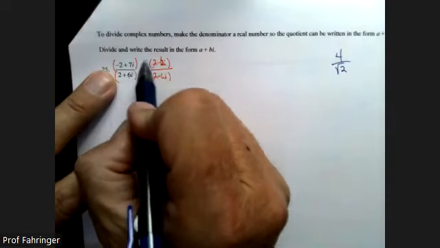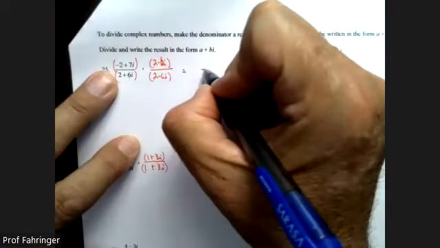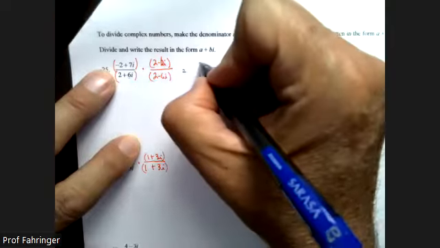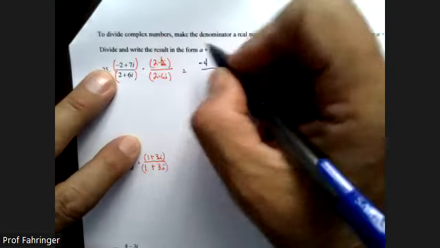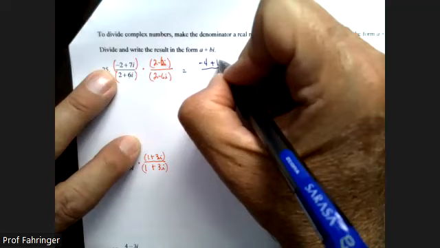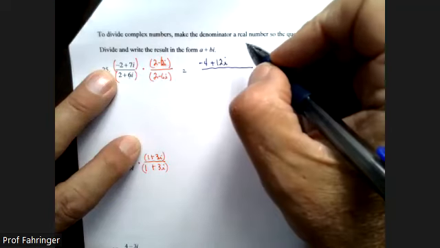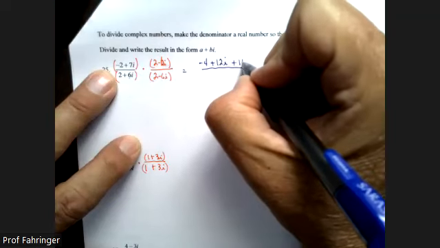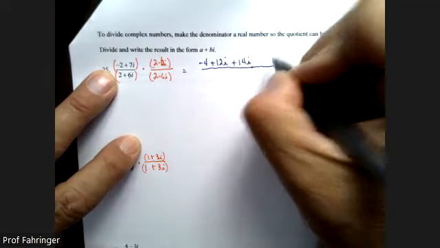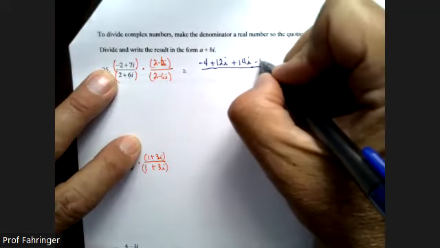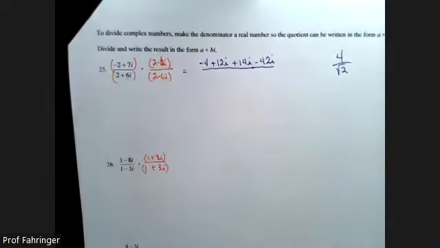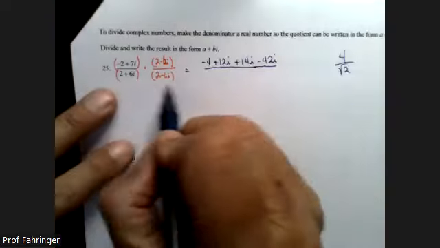Double distribute. I'm going to have in my numerator a -4 plus 12i plus 14i minus 42i. You know what? That was my first mess up of the day. That was pretty good for me. I made it an hour and only goofed up once. Small victories. In the denominator.